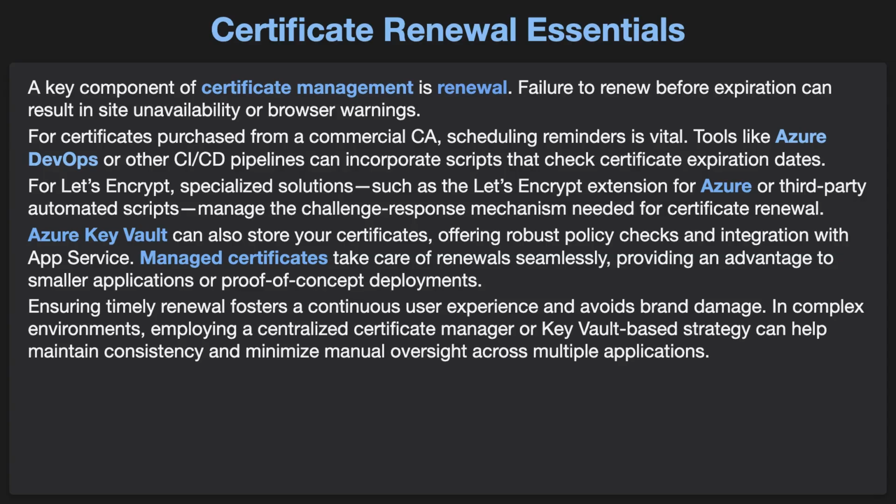A key component of certificate management is renewal. Failure to renew before expiration can result in site unavailability or browser warnings. For certificates purchased from a commercial CA, scheduling reminders is vital. Tools like Azure DevOps or other CI/CD pipelines can incorporate scripts that check certificate expiration dates.